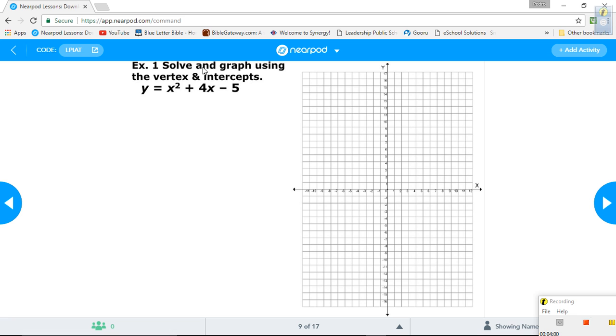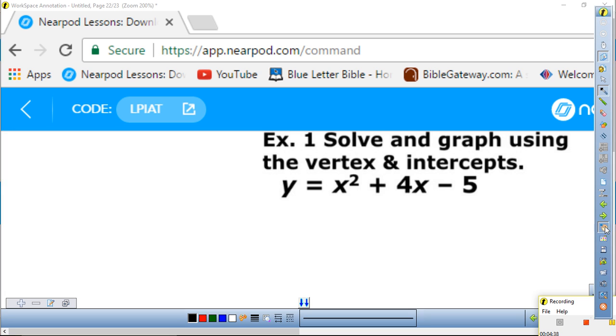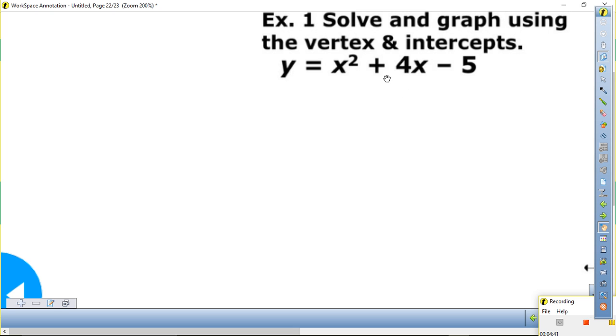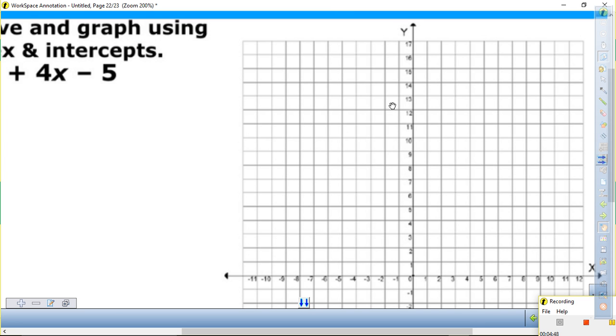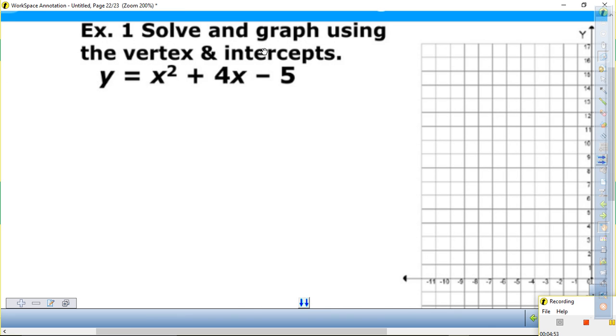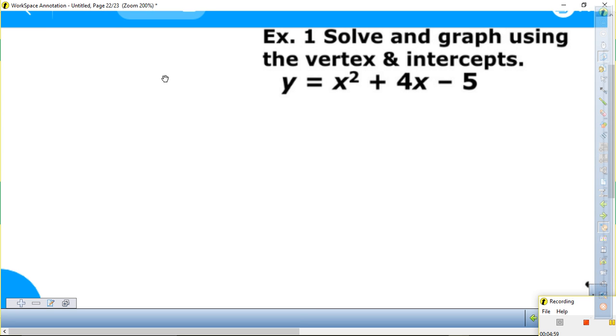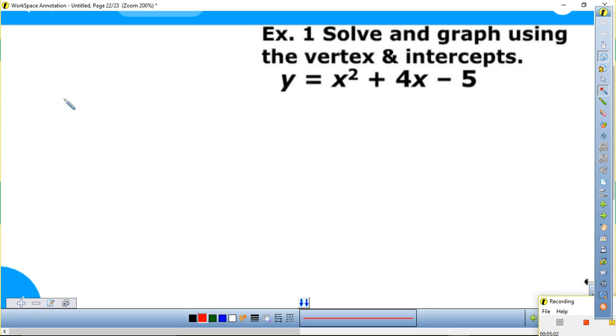So here we go. Example one says solve and graph using the vertex and intercepts. Everyone should know that the first step to solving a quadratic equation is: is it in standard form, everyone? Yes. Okay. Now, who noticed that my graph is on my right-hand side? Yours is on the left-hand side. Do you have space on the right-hand side of your paper? I want you to write on the right-hand side, step two, and I'm going to write the word predictions.